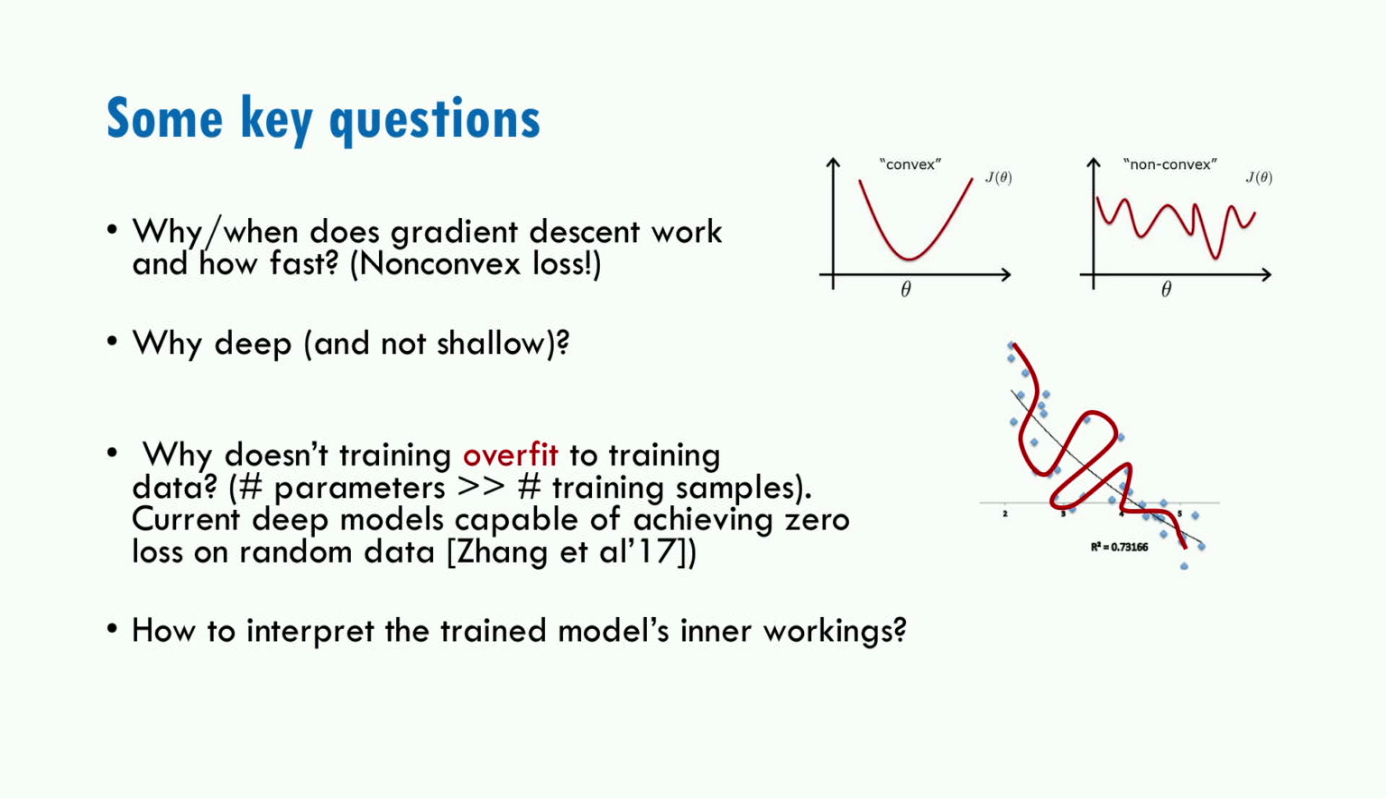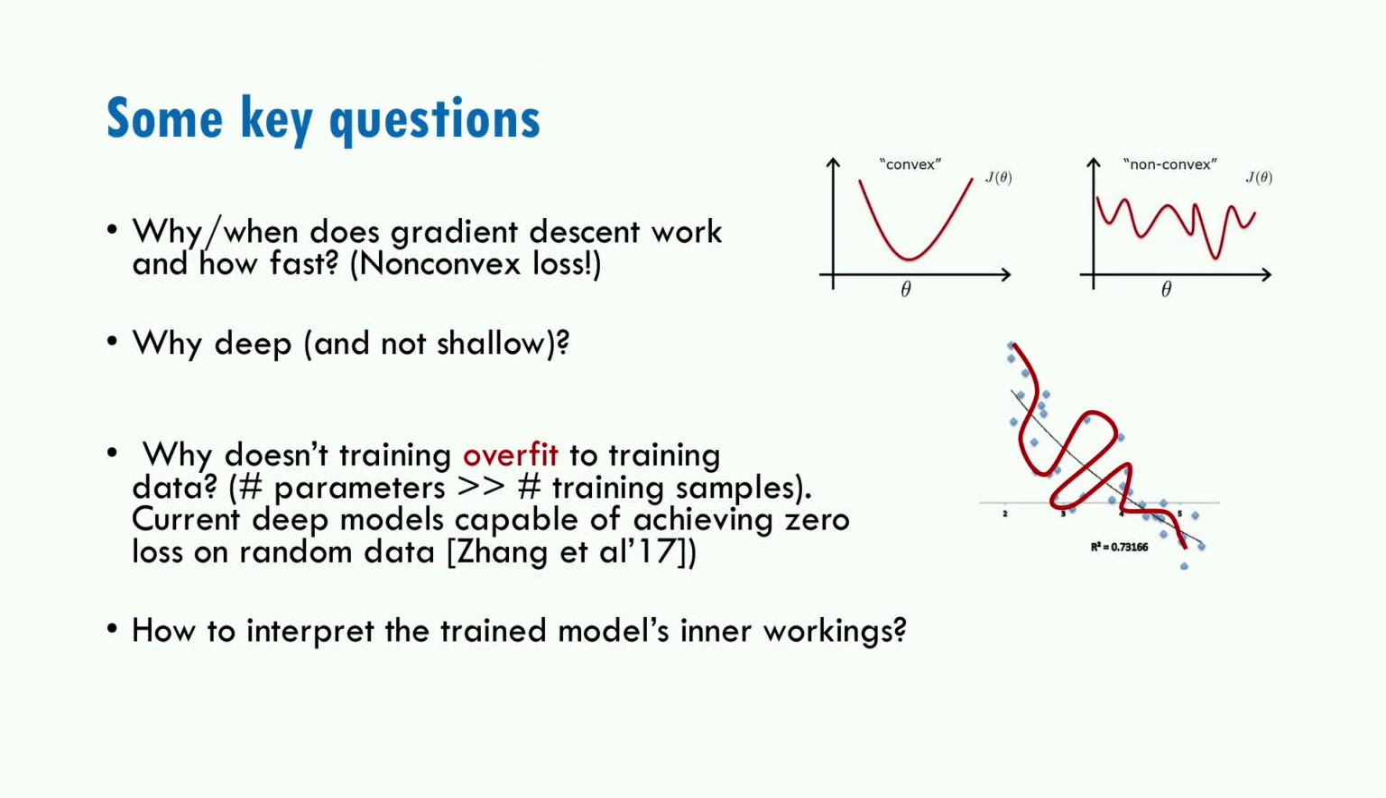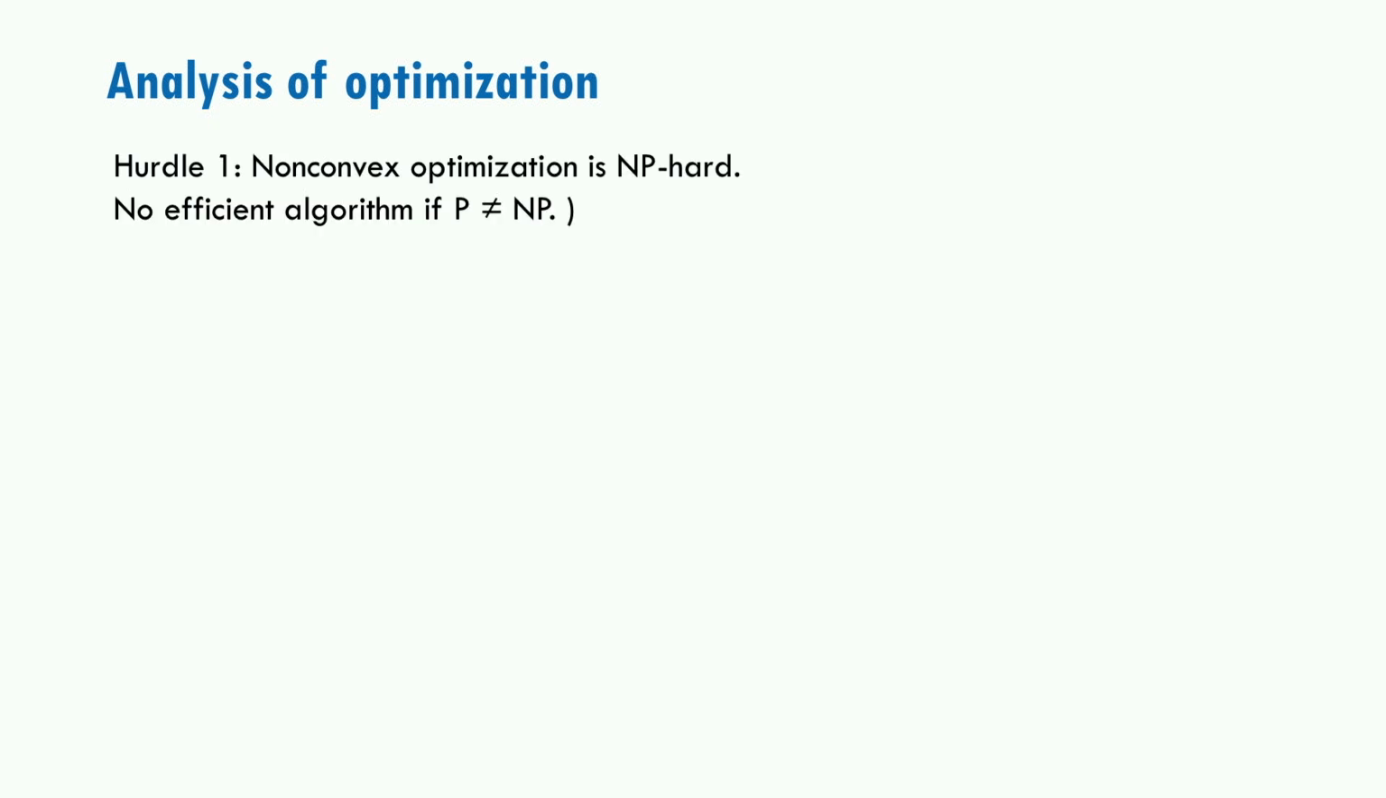And also, how to interpret the trained models' inner workings. With a simple linear model, you can point to variables and say, this is what that variable is doing. But in a complicated multilayer network, there's no such explanation, and there's some work on that. So these are some key questions, some of which we'll talk about in tomorrow's lecture. Just to give you a taste, analysis of optimization.